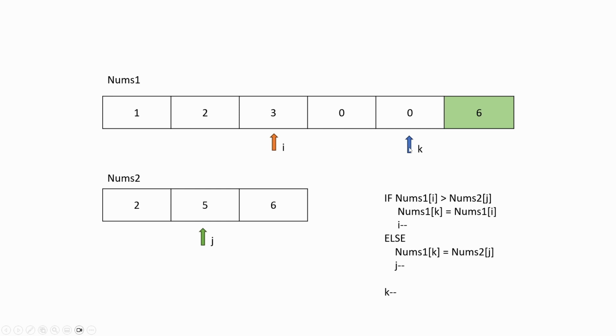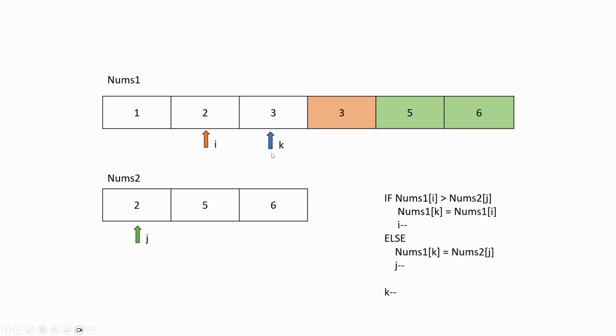Now in this next step, we verify which of these values is bigger. Again, we enter the second condition because nums1 at position i is not bigger than nums2 at position j. So this value is going to be 5 coming from array nums2, and after we update pointer j and pointer k, we do the next step. Well, in this case, nums1 at position i is bigger than nums2 at position j. So we get the value from the array nums1 this time, so it's going to be a 3, and we update these two pointers.